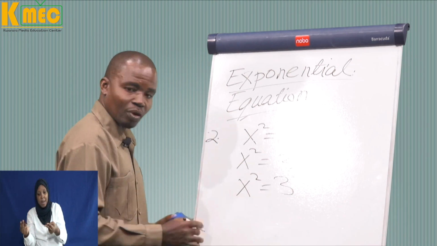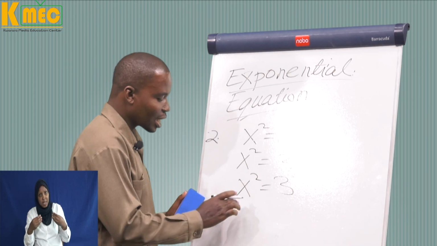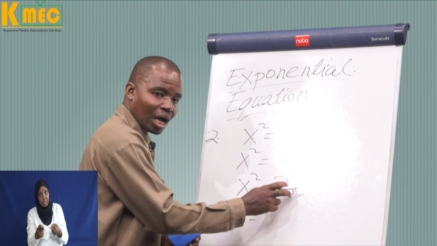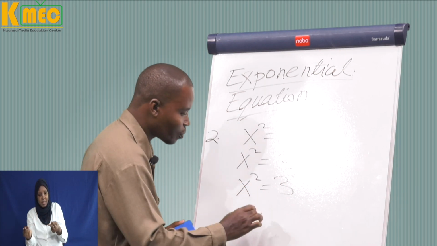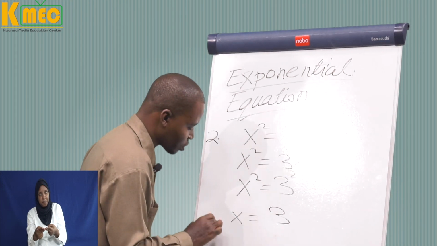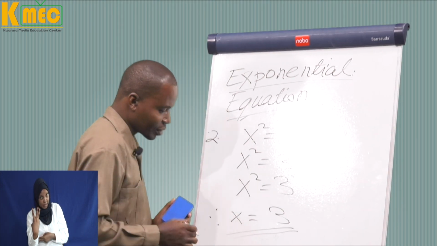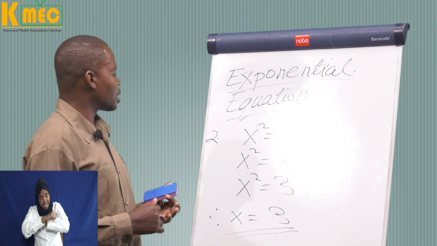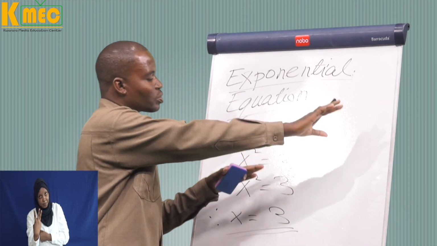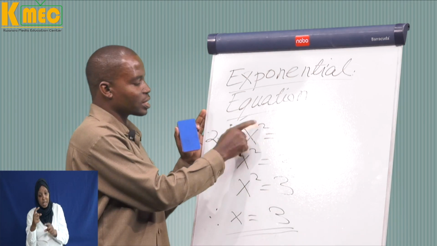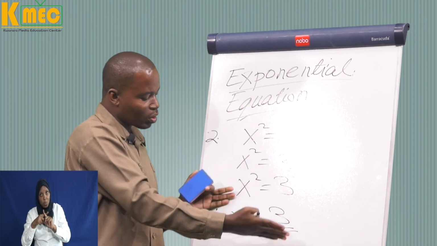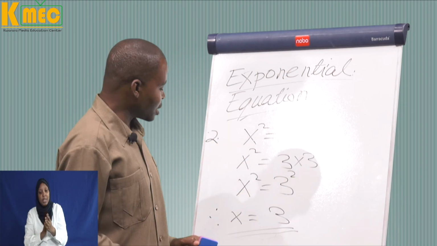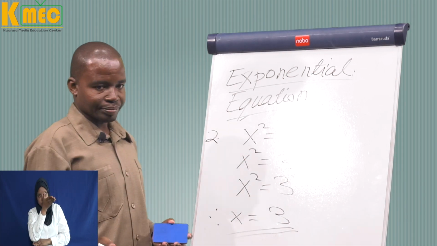Very good. Therefore, what is the value of x? Our x, which is the base, should be equal to the other base on the other side. Therefore, x is equal to 3. This is the final answer. x is equal to 3. If we have x squared is equal to 9, and we want to find the value of x, when we follow this whole procedure, we see that x is equal to 3.